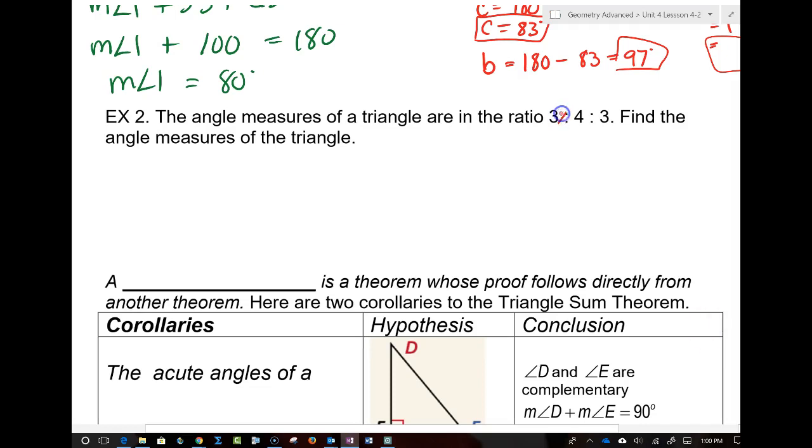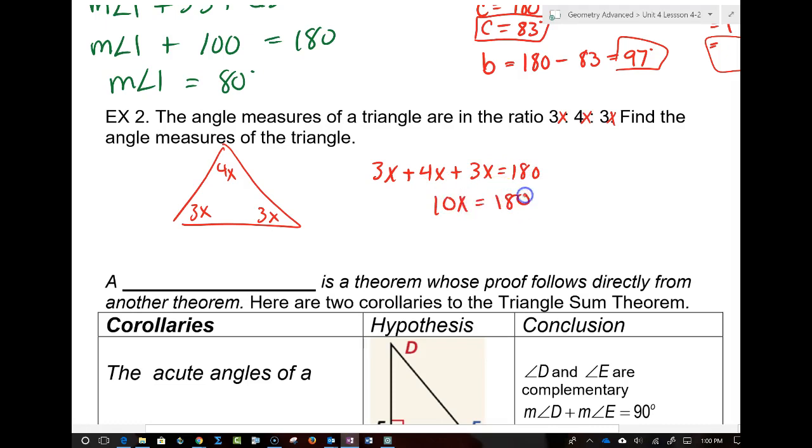Guys, look. Put a variable after each one. Now, one of the angles is what? 3x. The other angle is 4x. You can even see it in a diagram like this: 3x, 4x, and 3x. And what do we know about the angles of a triangle? Yeah, they add up to 180. So you could literally just add the three of them together, and I get 10x is equal to 180. X is going to be 18.